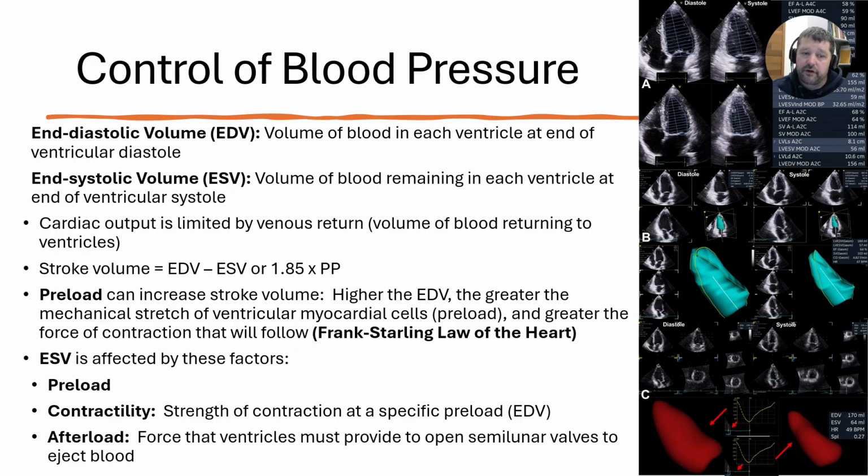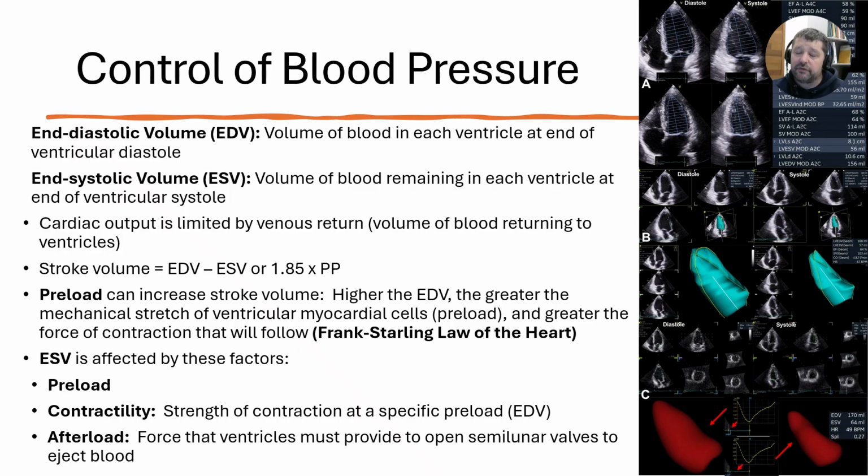The contractility, so the strength of the contraction. Maybe you have myocardial cells that are dead or damaged. That could directly affect the stroke volume. And the afterload, the force of the ventricle that's needed to open the semilunar valve. If we're talking about the left ventricle, it's the force that's needed to open the aortic semilunar valve.